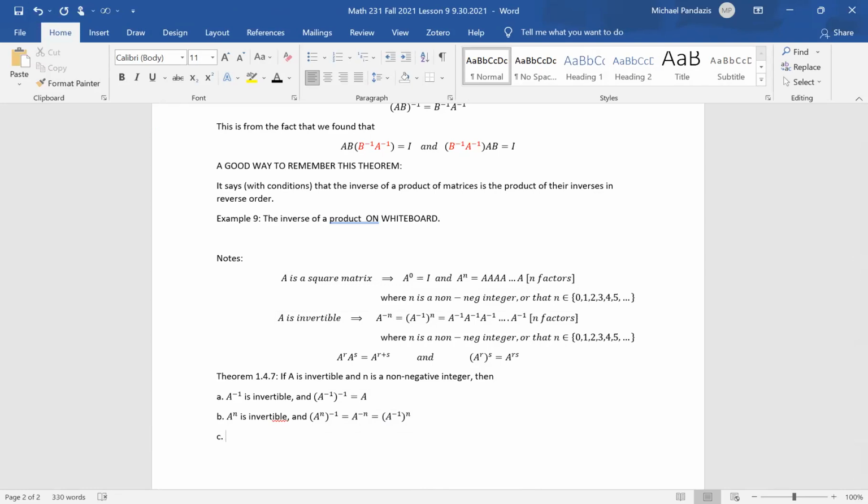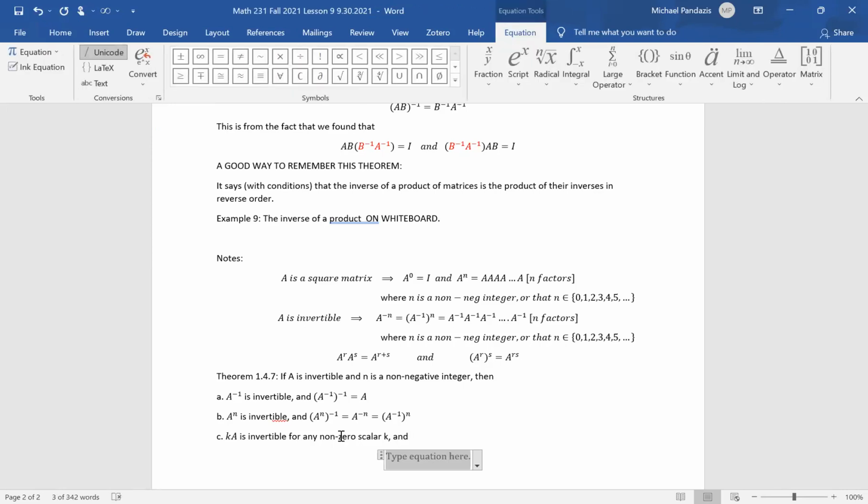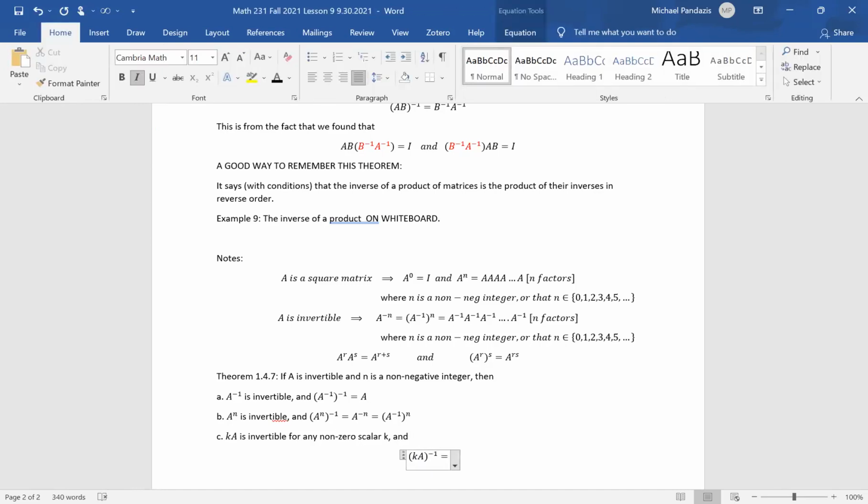Part C: kA is invertible. It's another conclusion, for any non-zero scalar k. And if you want the inverse of the matrix kA, it is equal to the inverse of the number k. So it's not the inverse of a matrix, it's the multiplicative inverse of a number, times A inverse, the inverse of the matrix A.